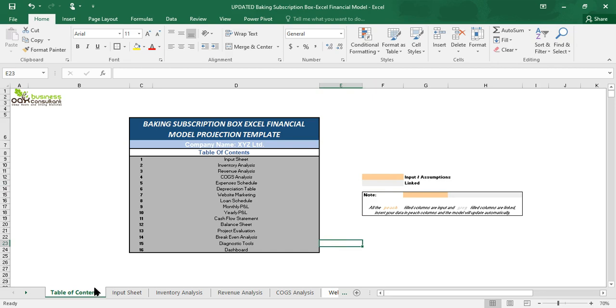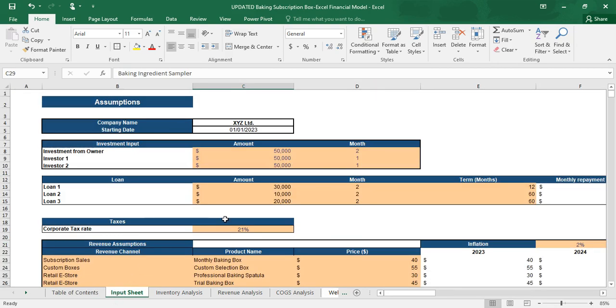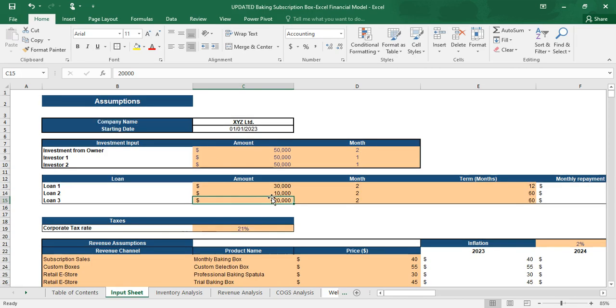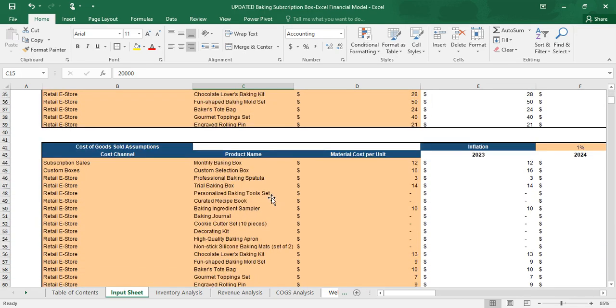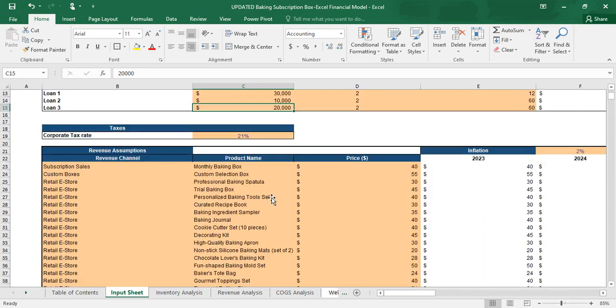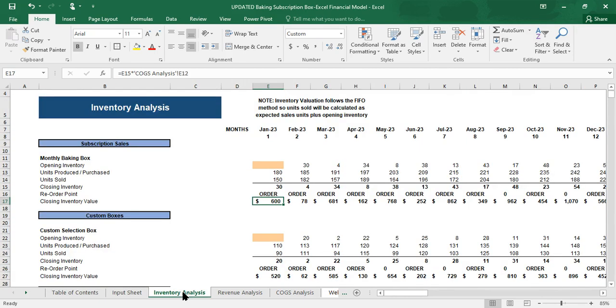First of all, starting with the input sheet, we have included all the assumptions related to this business. Any client using this product can change these assumptions based on his or her business needs. So for instance, we have included the investment assumptions, loan assumptions, revenue and cost of goods sold assumptions, as well as capital expenditure assumptions, and much more. In the inventory analysis sheet, we have calculated opening inventory values and closing inventory values for each month and for each product. We have also included the reorder point for each month.